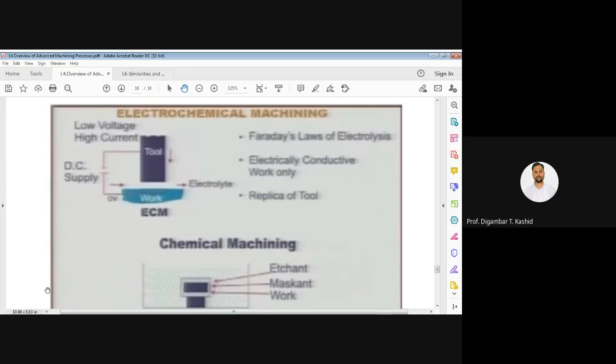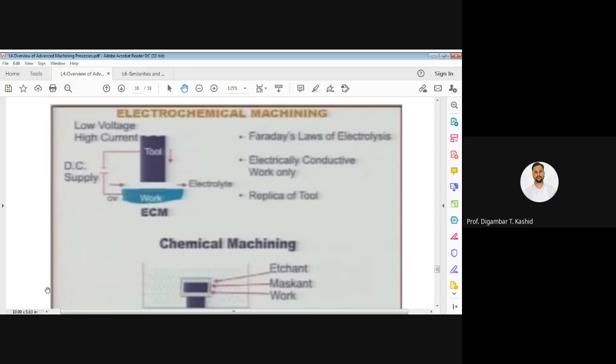Whatever the workpiece hardness is, it is no more a barrier in this kind of process. Whether hardness is less or more than your tool metal, no matter, there is no barrier about hardness. We have studied that in conventional machining processes we have some barrier or limitation about hardness, but here we don't have that limitation. So this is just an overview of electrochemical machining.